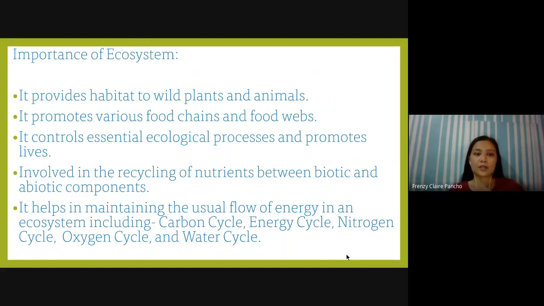It provides habitat to wildlife and plants. Next, it promotes various food chains and food webs. Next, it controls essential ecological processes and promotes life. It is involved in the recycling of nutrients between biotic and abiotic components. Last but not least, it helps in maintaining the usual flow of energy in an ecosystem, including the carbon cycle, energy cycle, nitrogen cycle, oxygen cycle, and water cycle.